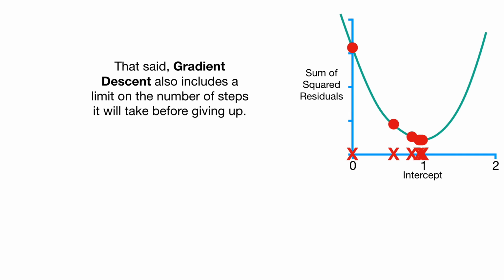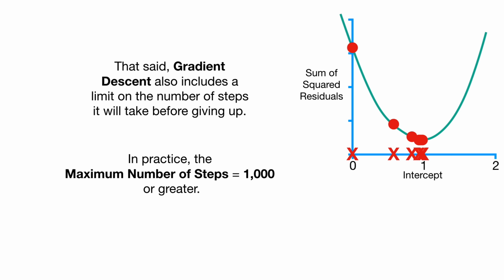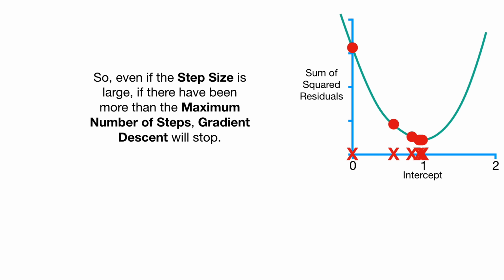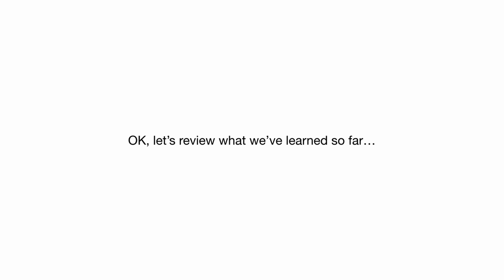That said, gradient descent also includes a limit on the number of steps it will take before giving up. In practice, the maximum number of steps equals 1,000 or greater. So, even if the step size is large, if there have been more than the maximum number of steps, gradient descent will stop. Okay, let's review what we've learned so far.